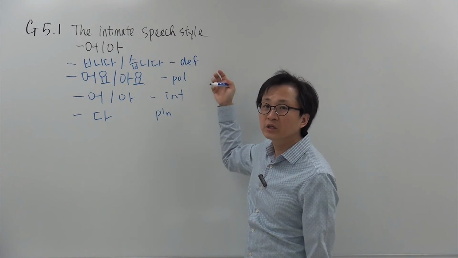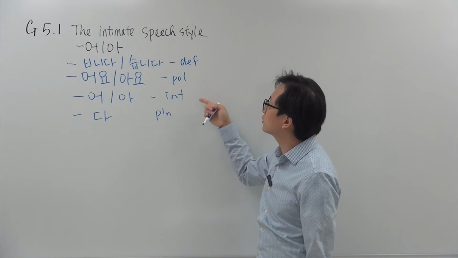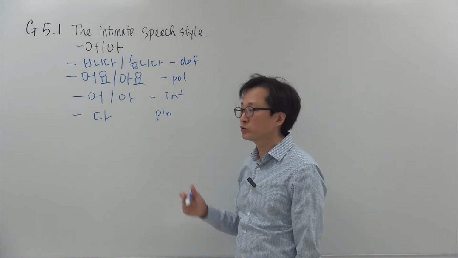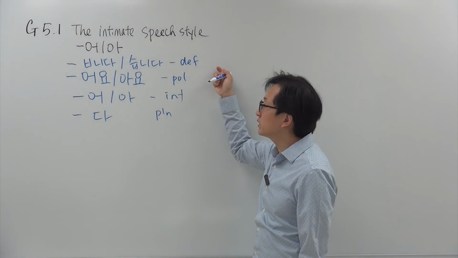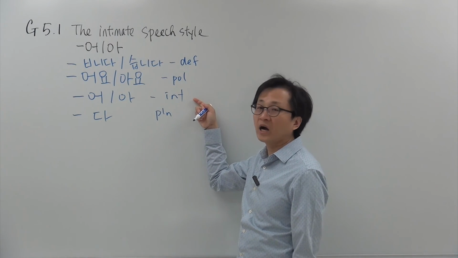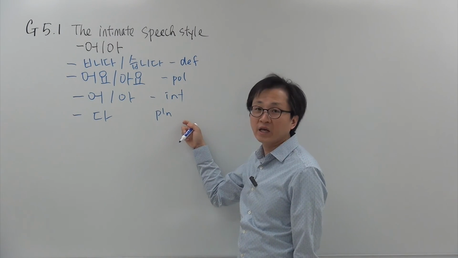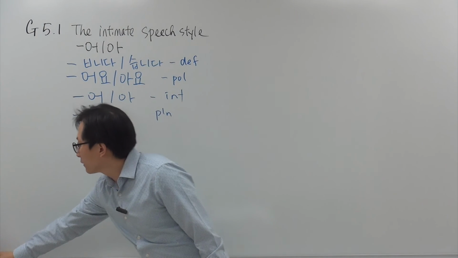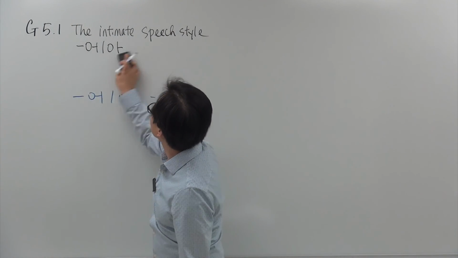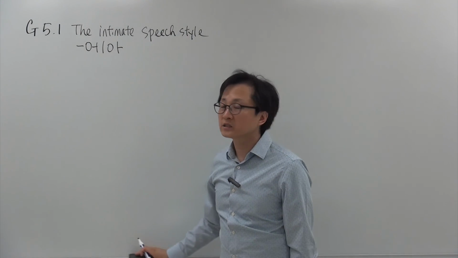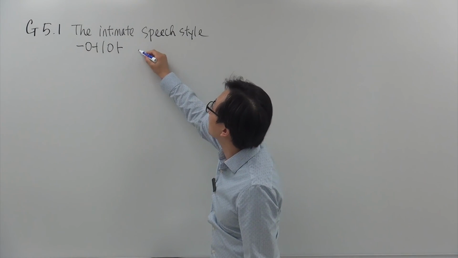So generally, in contemporary Korean, these four speech styles are most frequently used speech styles. So we have learned polite ending and deferential ending, and we are going to learn this ending, and we will learn this plain ending later. Okay. This style is also called as 반말.